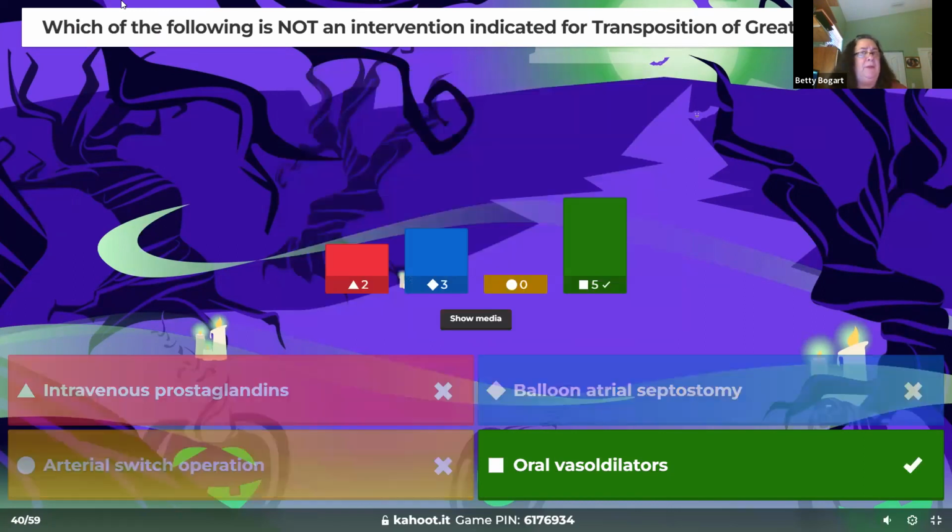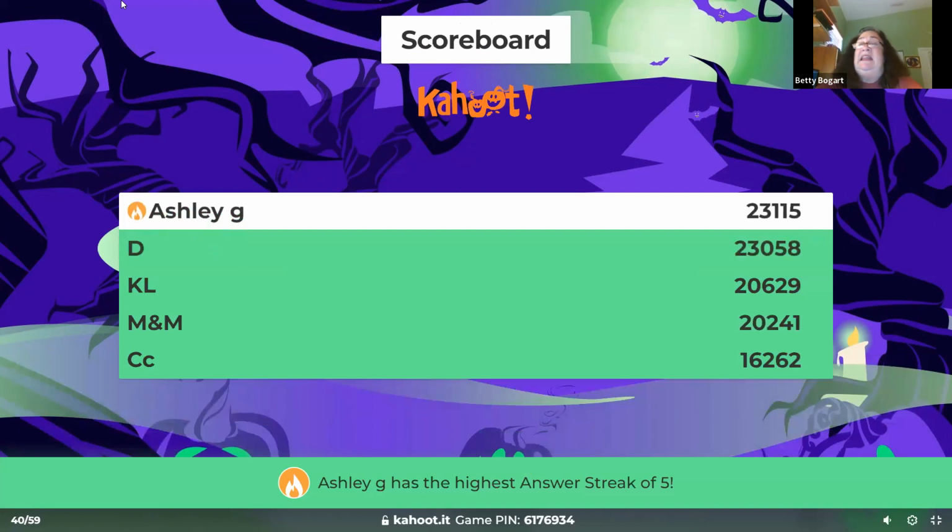So we want to keep the PDA open with the prostaglandins, that's oxygenation. The name of the surgery is called a switch. The balloon atrial septostomy is to make more blood flow, yes. No oral, nothing here. There's nothing oral that can help this child. We need intravenous stuff going on. So oral vasodilators, absolutely not indicated. Doesn't do anything.